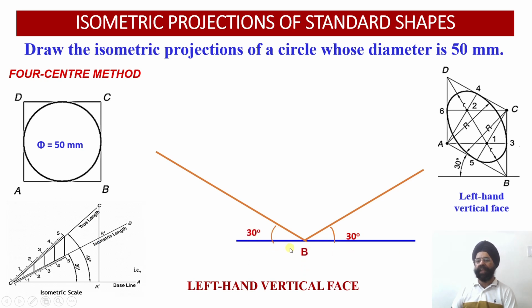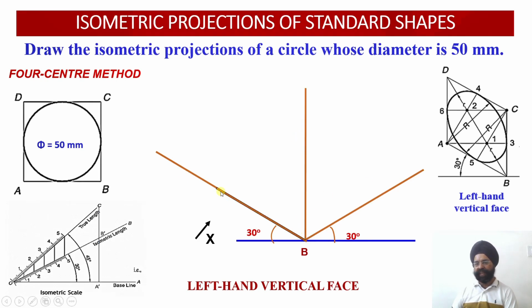The name of the method which is used to construct this circle in the isometric projection is called the 4 center method, right? That is, 4 arcs will be required to draw an ellipse, and this will be a perfect circular ellipse which we will be able to draw. So step number 1: this is my x-axis, this is my y-axis. For the time being I don't require the z-axis, so I need only the x and y-axis.